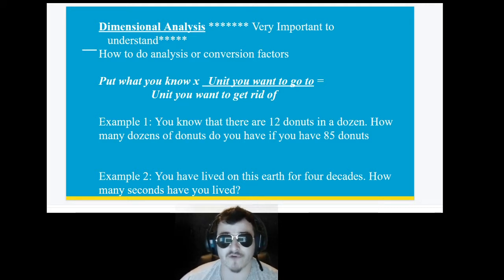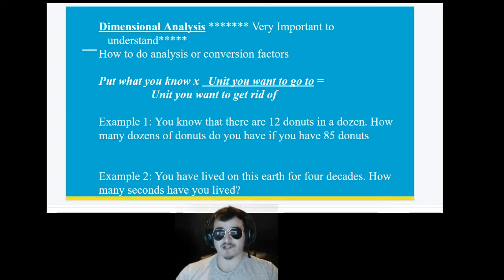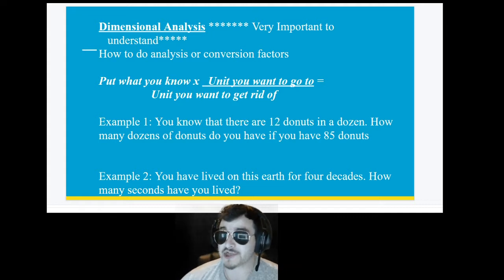Example 1, you know that there are 12 donuts in a dozen. How many dozens of donuts do you have if you have 85 donuts? I know you guys are smart. I know that all you simply need to do is 85 divided by 12, okay? Because there's 12 donuts in a dozen, and we're trying to make the smaller thing into the bigger group, so we're going to divide by how many donuts are in a dozen. But we're going to show it a slightly different way. We're going to use dimensional analysis.